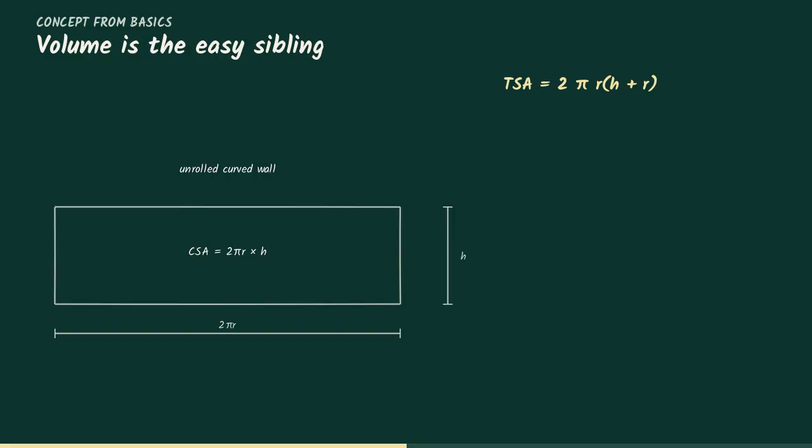Volume of a cylinder, V for short, is pi r squared times height, the base disk times how tall it stands. Capacity and melting use volume. Paint uses a surface.